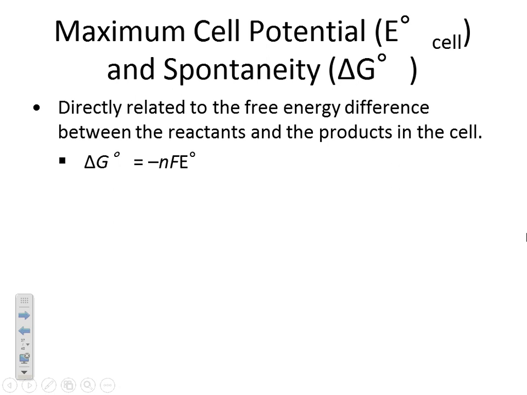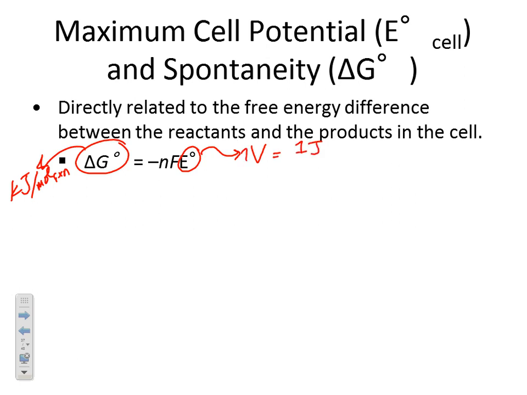So what does each of these things mean? First of all, we already know delta G, we've seen this plenty of times, and considering units on delta G, obviously kilojoules per mole of reaction. We're going to talk about n, we're going to talk about F, but E naught, we know what that is too, right? The unit on that is volts. And remember, 1 volt is 1 joule per 1 coulomb.